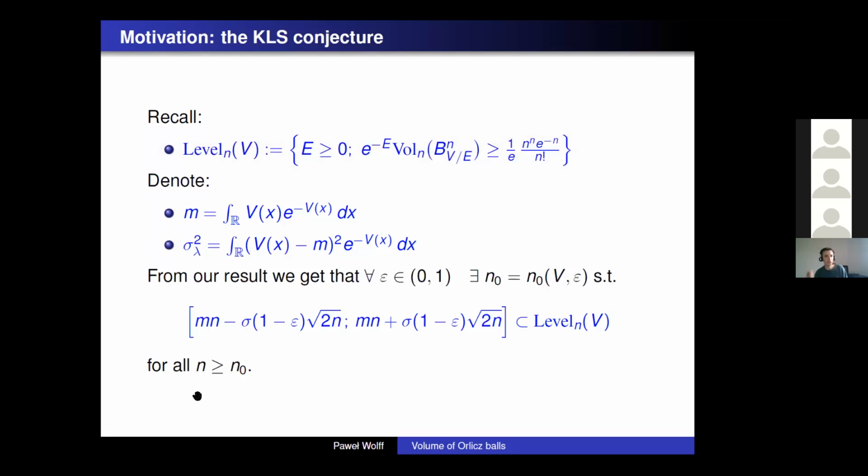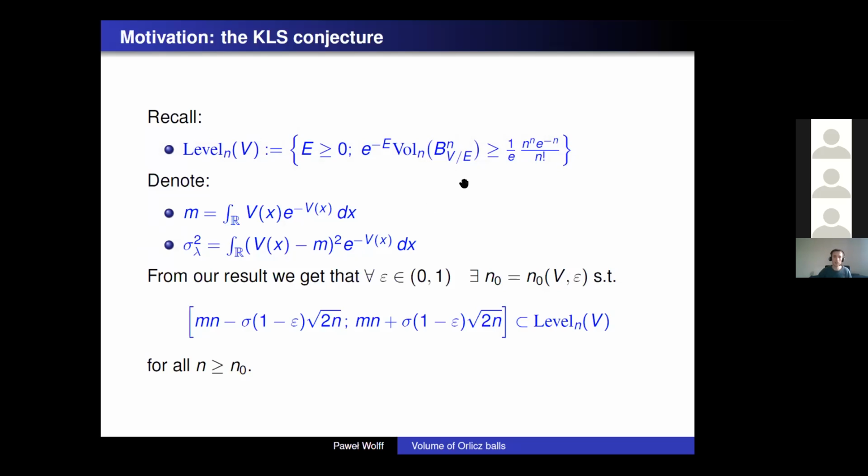So what we can show using our result is the following thing. Here I just recall the definition of these level sets and the basic characteristics of our probability measure e to the minus V.